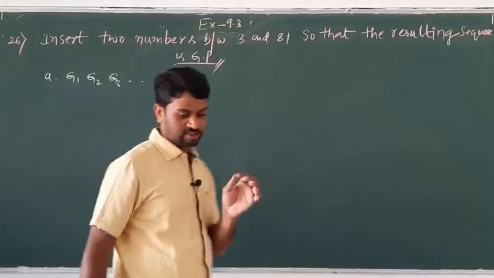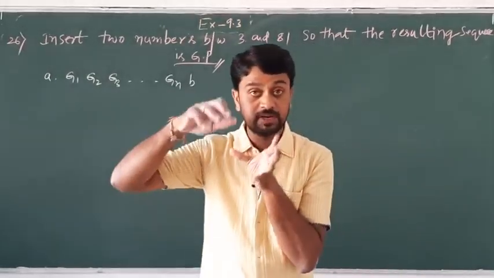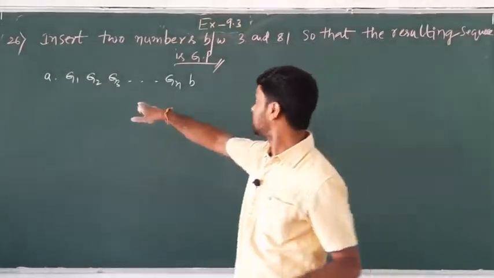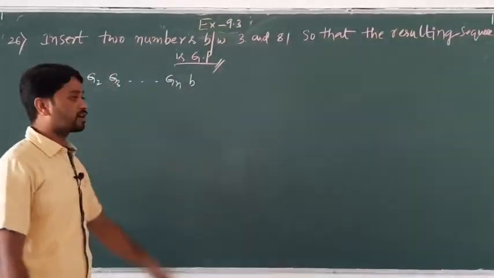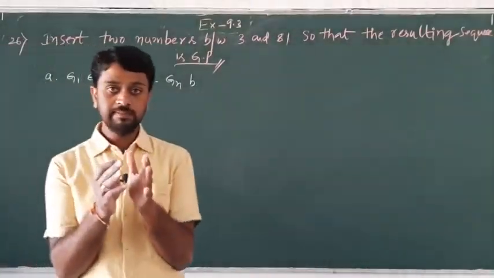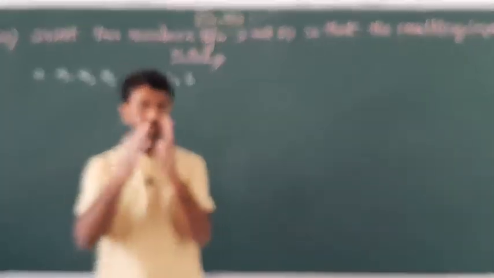Yes, next, question number 26. Here we already know that the n numbers inserted between A and B, G1, G2, G3 and so on up to Gn, are called the geometric means of A and B, and the common ratio R is equal to (B by A) whole power of 1 by n plus 1.